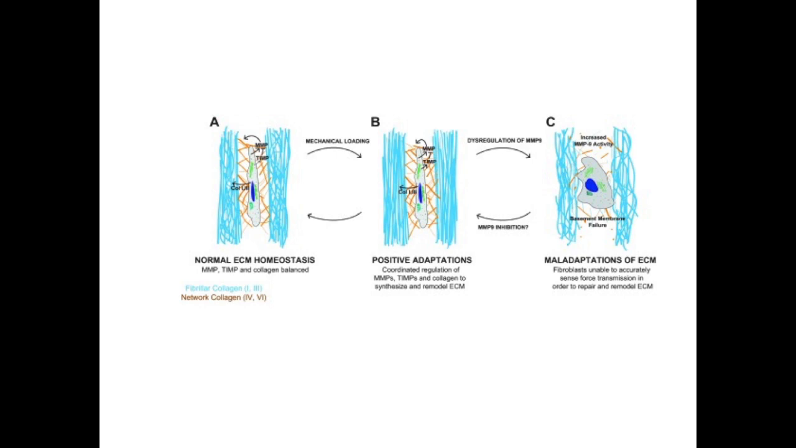Matrix metalloproteinases are zinc-dependent endopeptidases that digest collagen and other structural molecules, and MMPs are required for baseline extracellular homeostasis. Injury or disease can dysregulate MMP activity, which can lead to alterations in normal extracellular matrix architecture and disruption in normal force transmission.